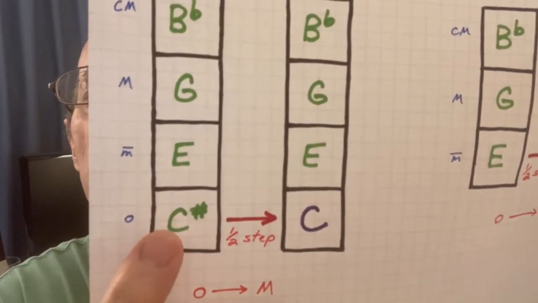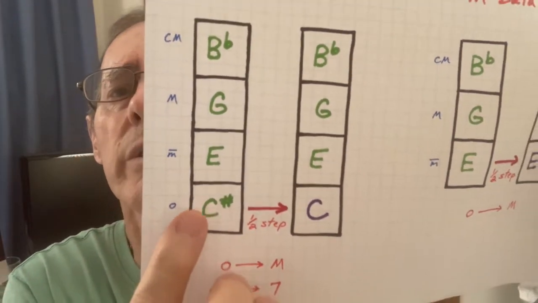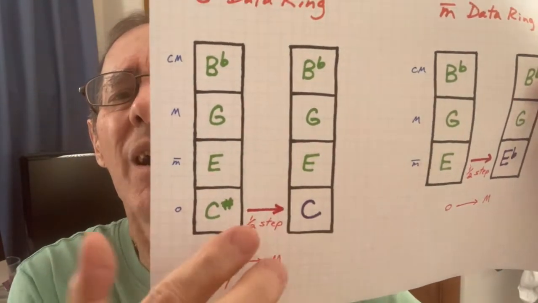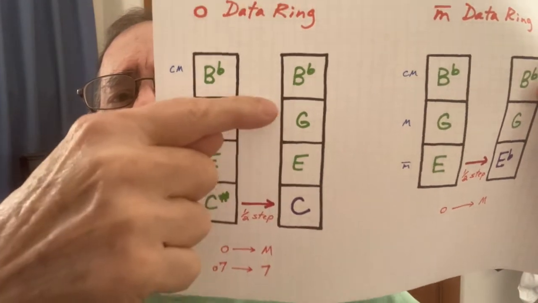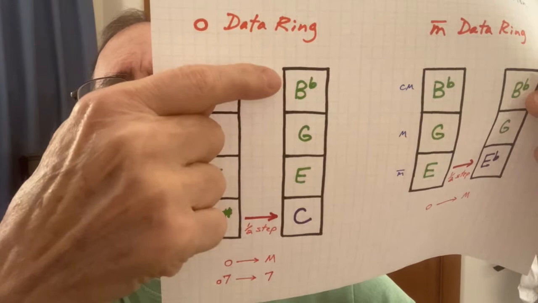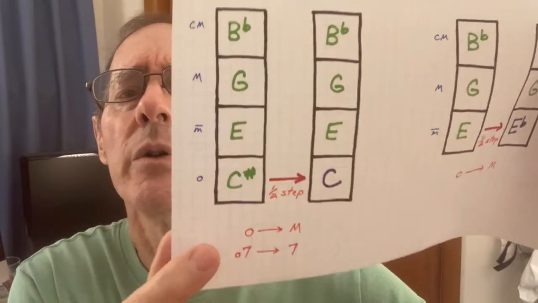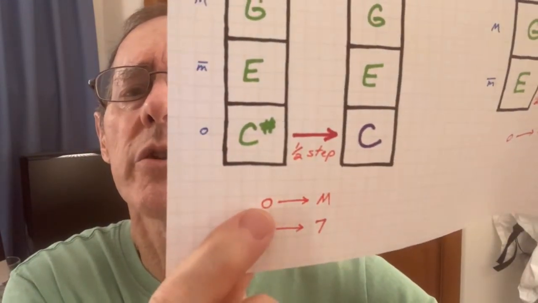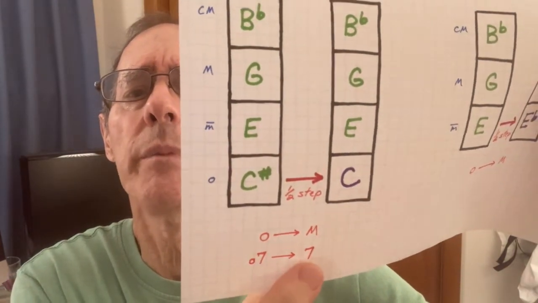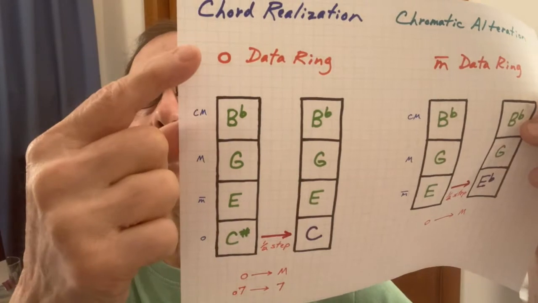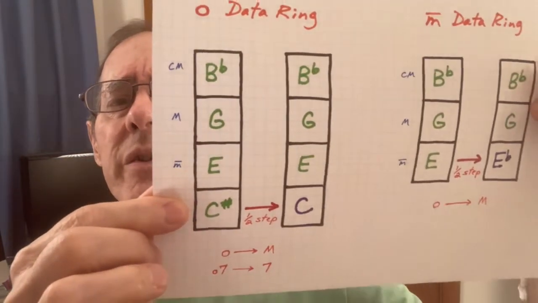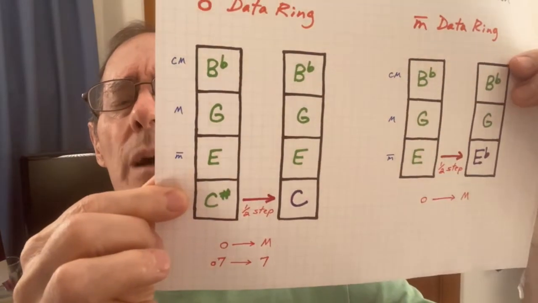So in your mind, you look at your chart, you lower that tone 1/2 step to a C, and now you have a major chord, a C major, and if you extend it, you have a C dominant 7. You see that? You're going from a diminished to a major, and you're going from a diminished 7 to a dominant 7. That's in your diminished data ring. You're just changing in your mind this tone. You're lowering it 1/2 step.